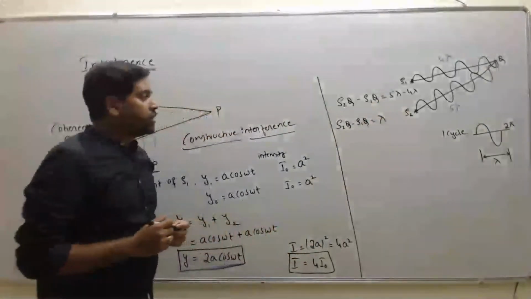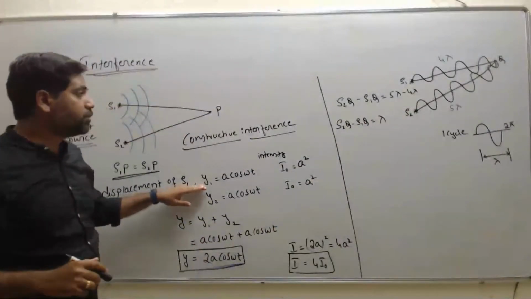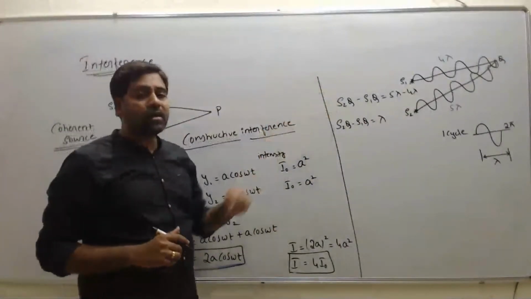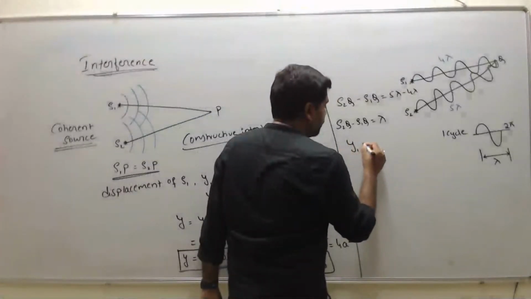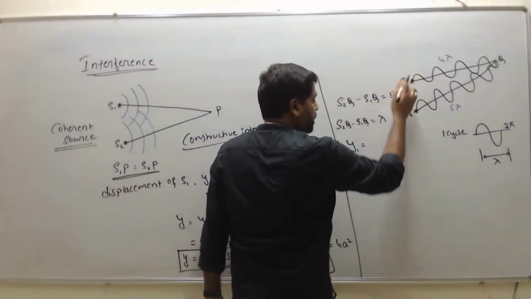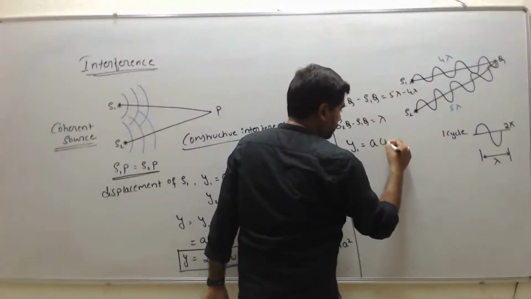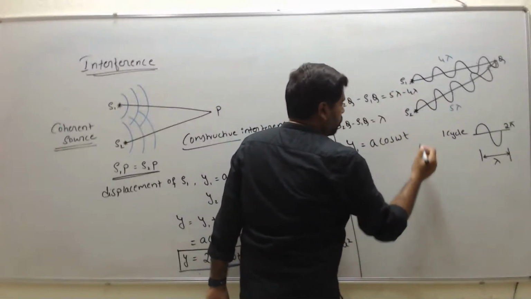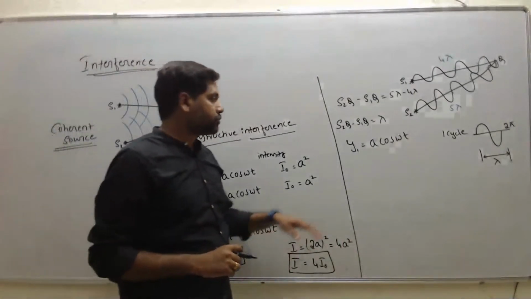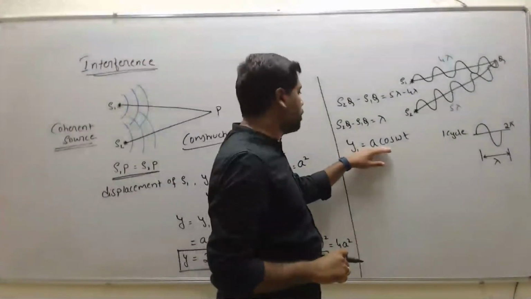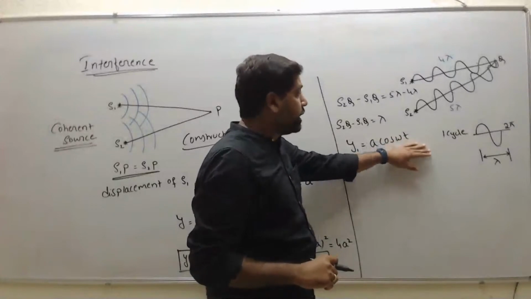So if we write the displacement of S1 and S2, here Y1 is the displacement produced by the wave from S1, that is Y1 equals A cos omega t, right? Y1 equals A cos omega t.